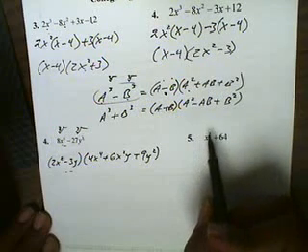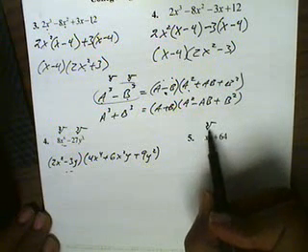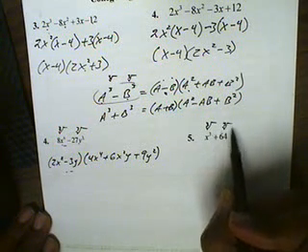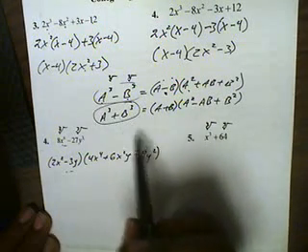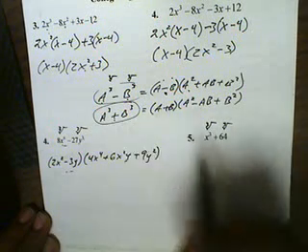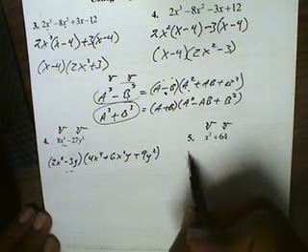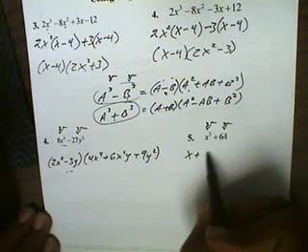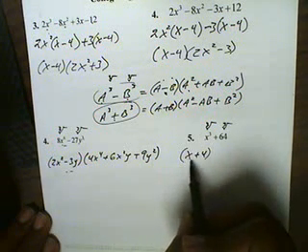Number 5. This is made of cubes, and this side is made of cubes, so it does fit this right here where you have the sum. So the cube root of x cubed gives us x. The cube root of 64 gives us 4. This is my a and my b.